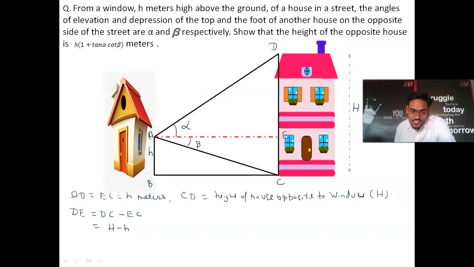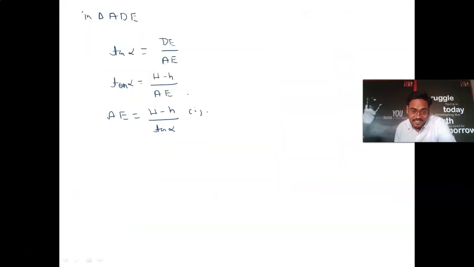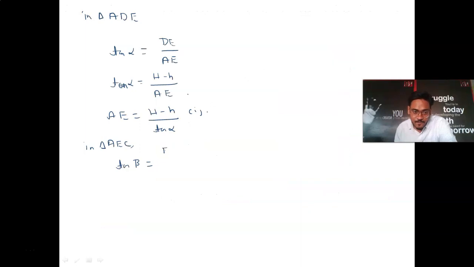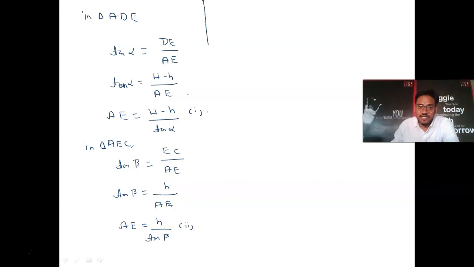Clear? Students, the next one is triangle AEC. Now in triangle AEC, if I calculate tan beta, what is it going to be equal to? It's going to be equal to EC upon AE. Just let me know what is the height EC? Again small h. And it is AE. So from here if I calculate AE, I would get h by tan beta. Equation 2.